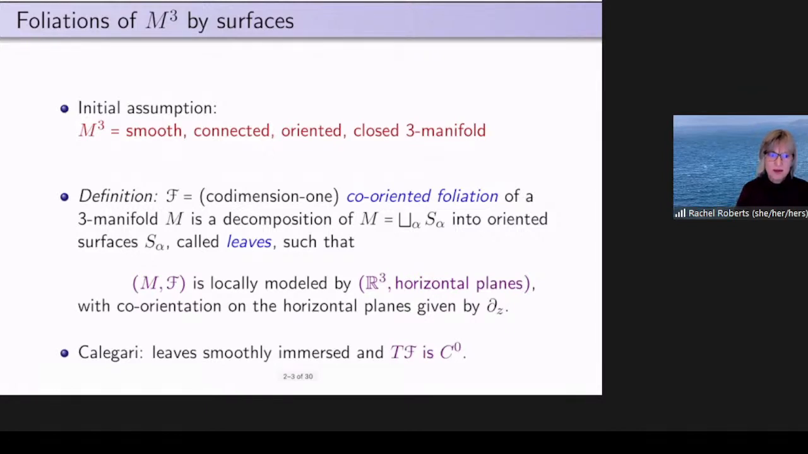I'll only be caring about things up to isotopy. So I'm going to assume that I've applied a result of Calegari, which tells me that I can isotope my foliation so that the leaves are smoothly immersed, and the tangent plane field is defined and continuous.